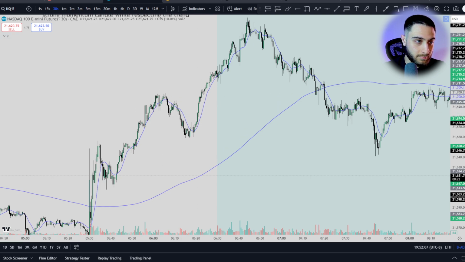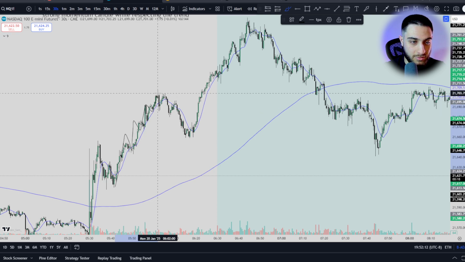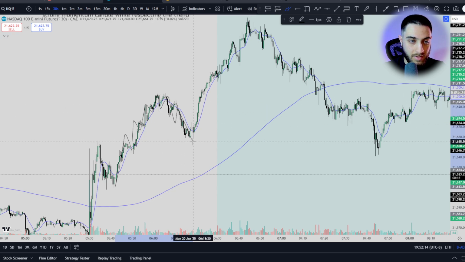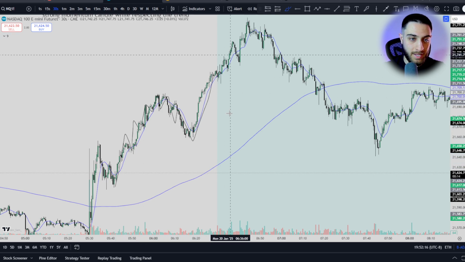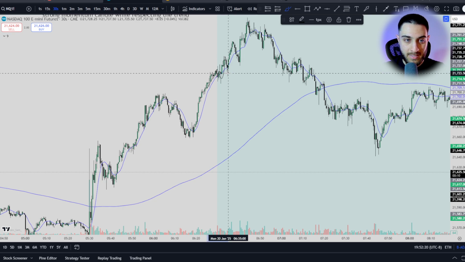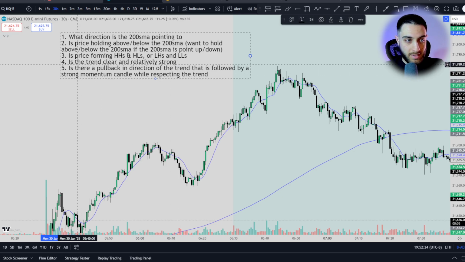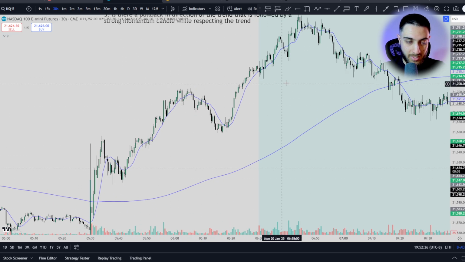Okay, so price was forming higher highs and higher lows, but I guess you could say we pulled back a little bit, but we ended up breaking past all these highs again and doing some sort of pullback, and then breaking past highs again and pulling back. Okay, so going to market open, let's see. Is the trend clear and relatively strong? Yes, the trend is clear and relatively strong.